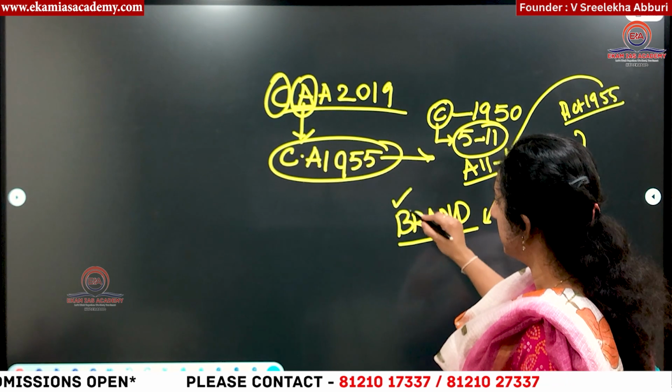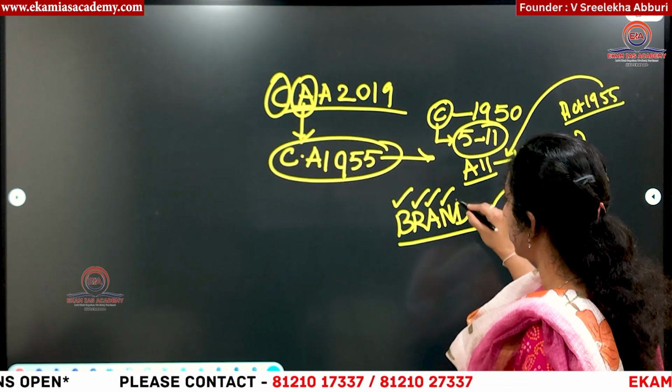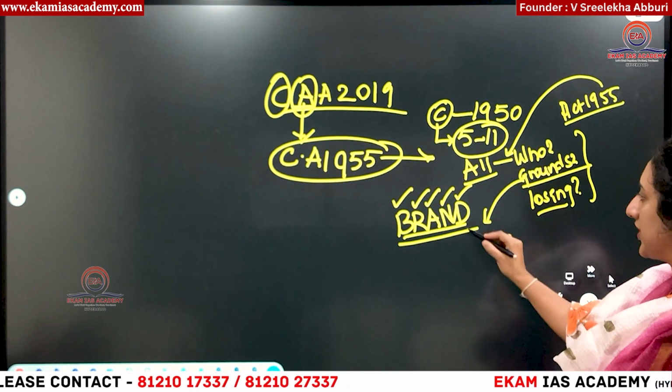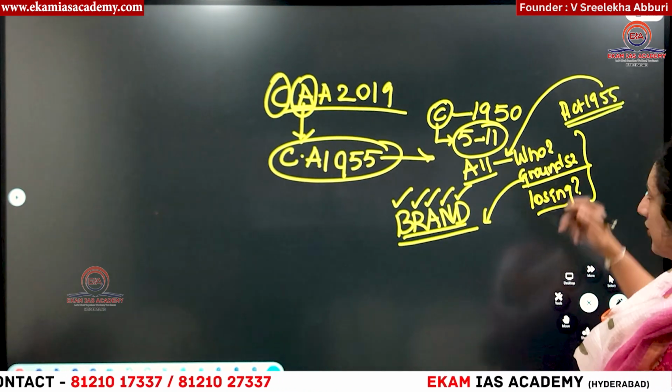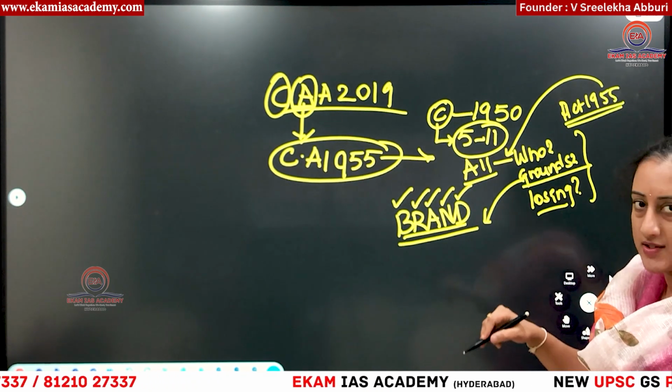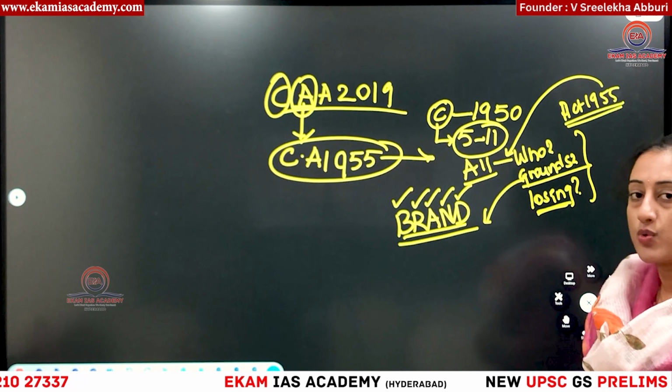Birth, registration, acquisition, naturalization, and descent. Through these 5 ways, the Citizenship Amendment Act of 1955 gives you the way to acquire Indian citizenship. Then what are the grounds of losing citizenship?